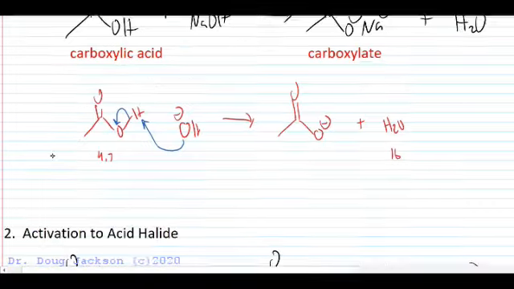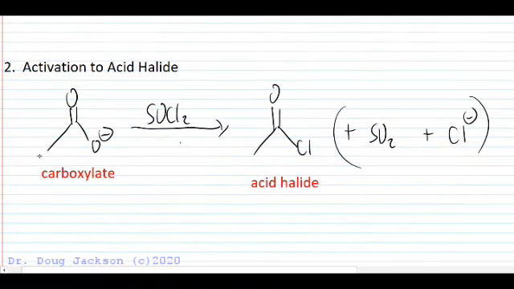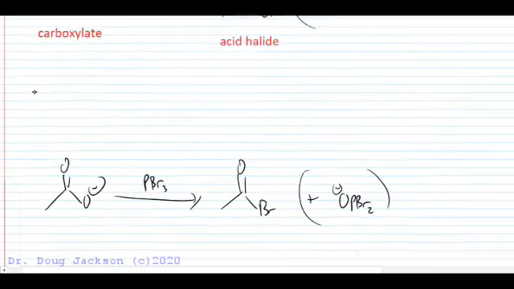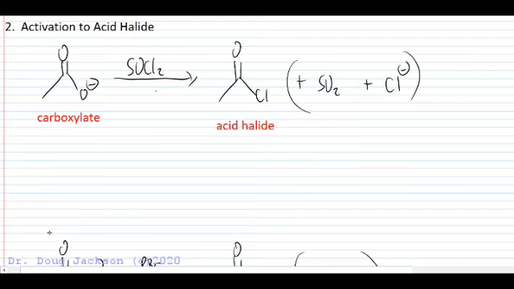All right. Now, what can we do with that carboxylate once we've got it? Well, we can treat it with thionyl chloride and we can make an acid halide. And so here we can look at this mechanism where we take our carboxylate, the nucleophilic oxygen. So this is a nucleophilic reaction, not an electrophilic reaction at the carbonyl. And we can attack sulfur, kicking off a chloride.